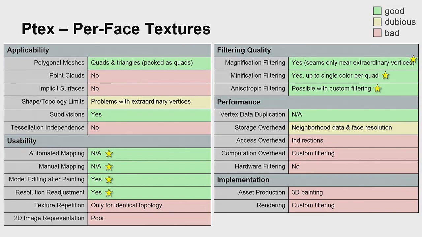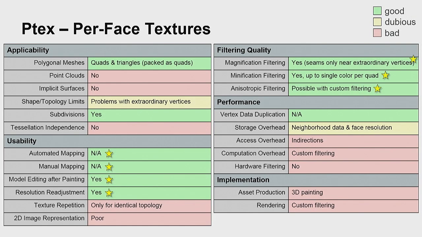And on top of that, it allows us to edit our model after painting. And it allows us to locally adjust the texture resolution wherever we want. Well, what we gave up in the end is, maybe picking a small piece of texture and repeating it over the model might be a little bit of a problem because we don't really have a UV parameterization now.